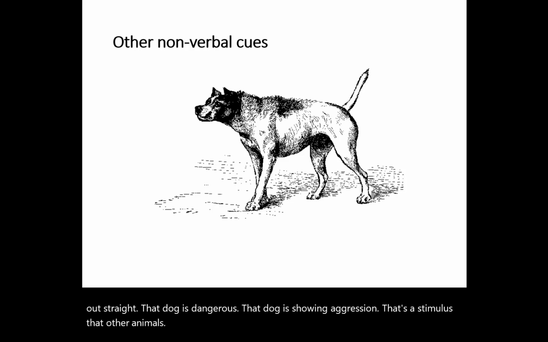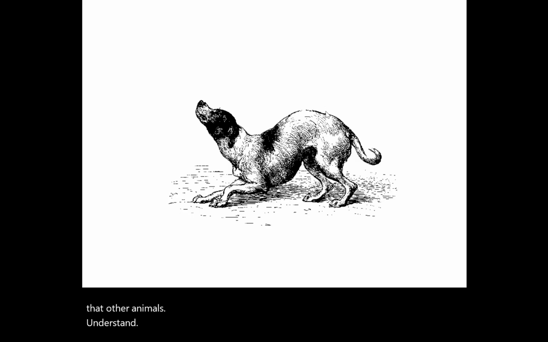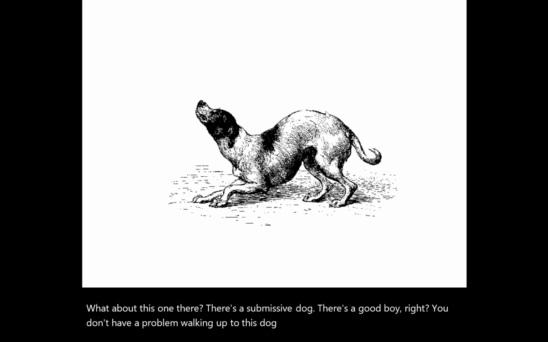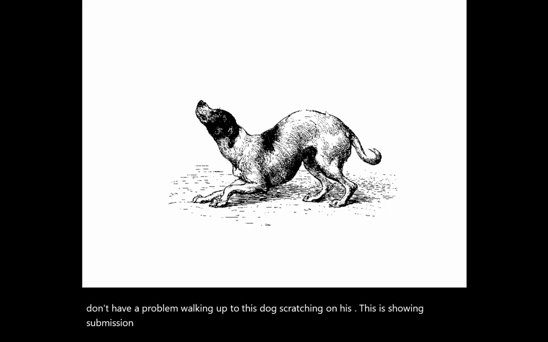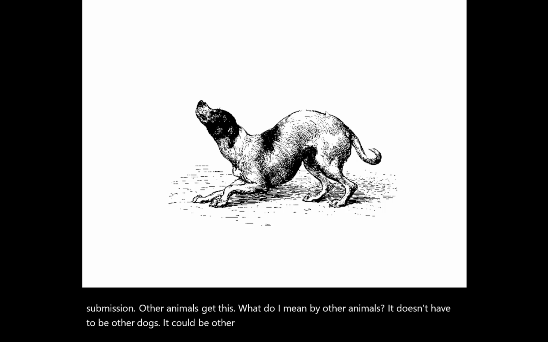What about this one? There's a submissive dog. There's a good boy, right? You don't have a problem walking up to this dog, scratching it on its butt. This is showing submission. Other animals get this. What do I mean by other animals? It doesn't have to be other dogs. It could be other canines, or it could be completely different species.